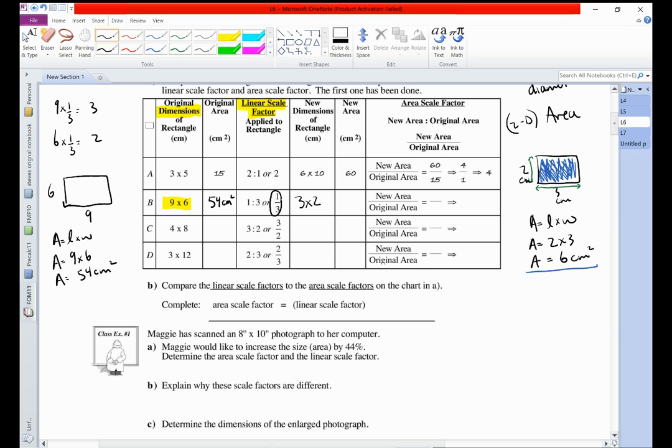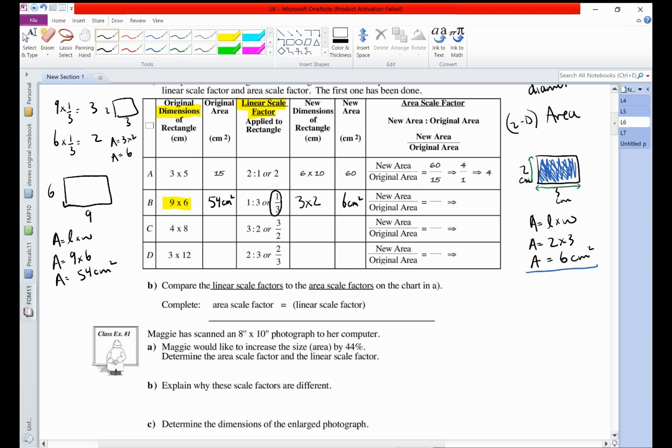So we can calculate the new area of that rectangle. It's a 3 by 2. It's a little bit smaller. We know area is going to be 3 times 2, which is 6. Actually, I just did that over on the other side. So our new area is 6 centimeters squared.